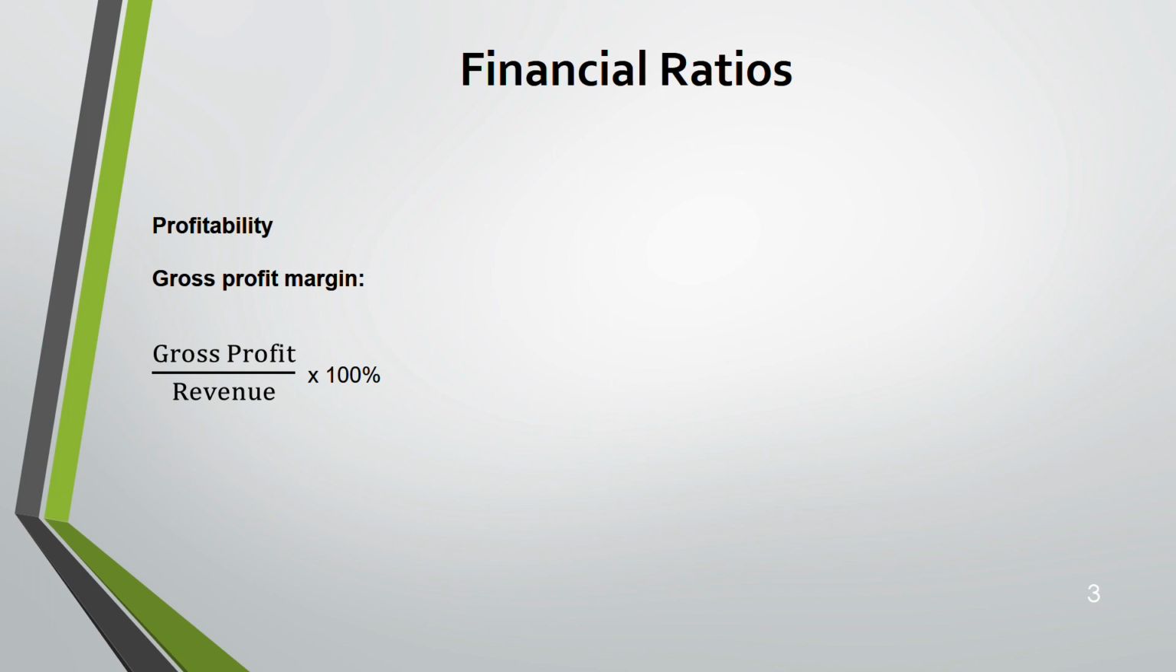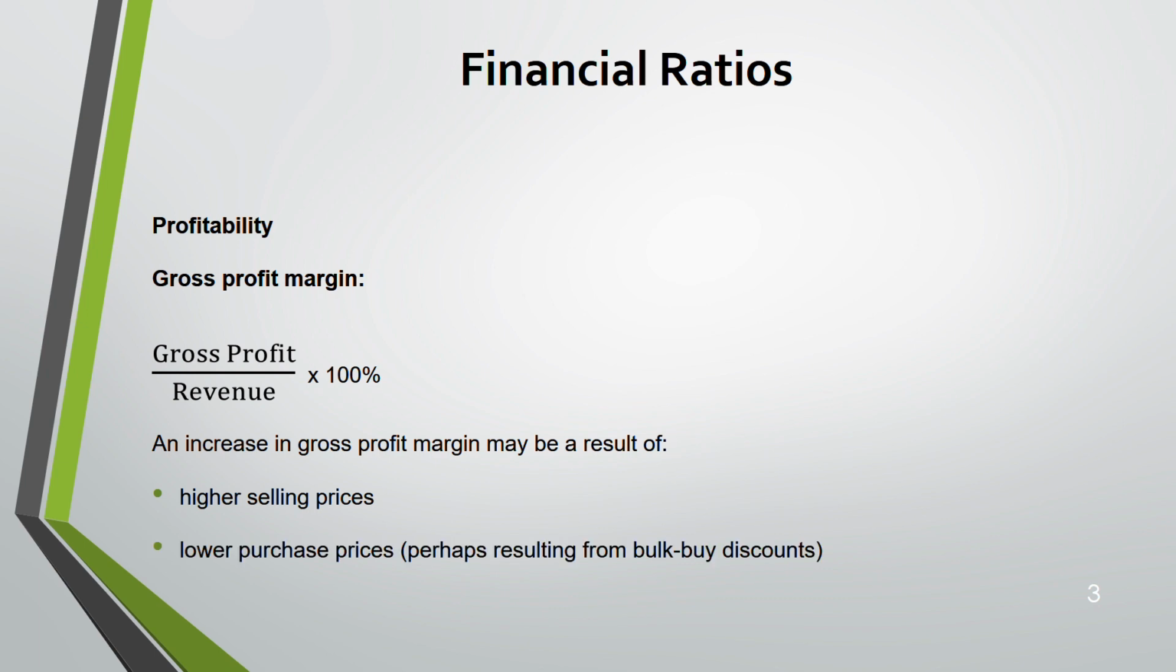Gross profit margin is gross profit divided by revenue times 100%. Usually increasing ratios are good in terms of profitability. An increase in gross profit could be a result of a higher selling price or a lower purchasing price. Maybe you are buying something in bulk, so you're going to get a heavy discount. So that is the interpretation.